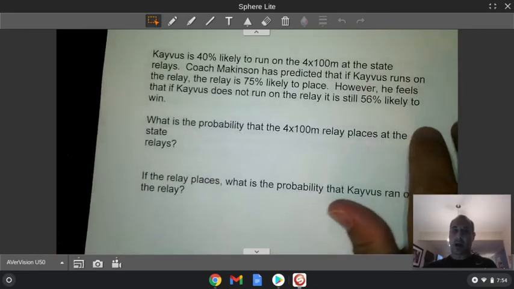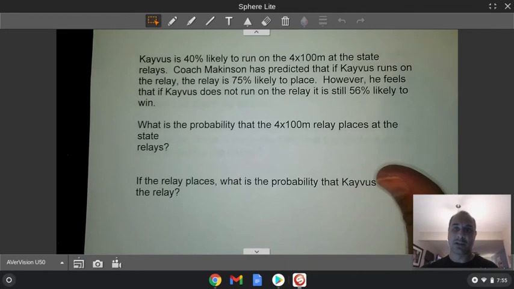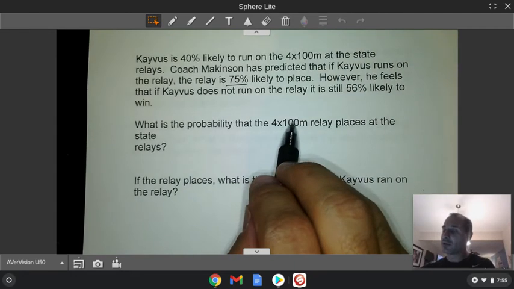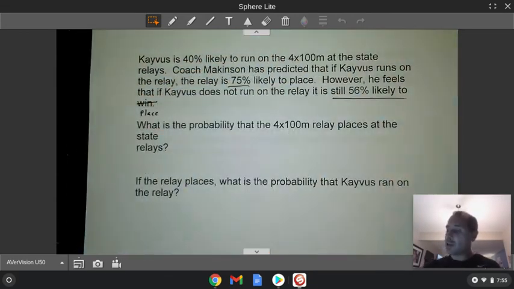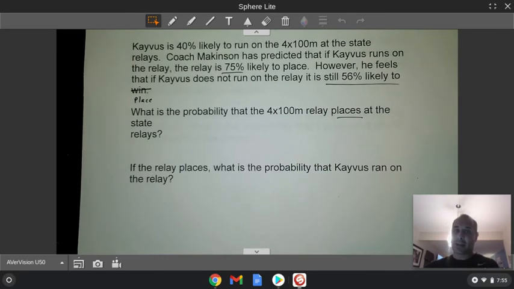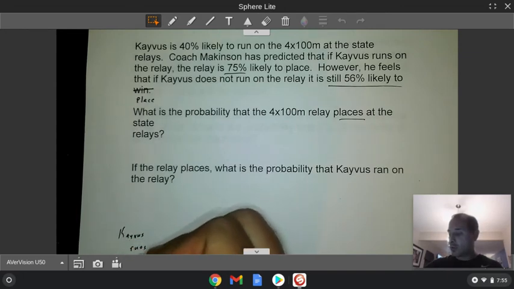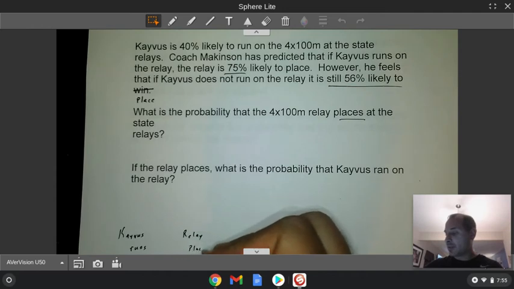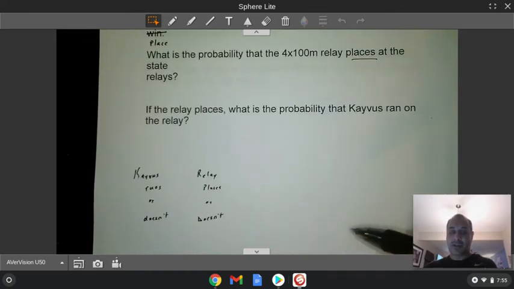Okay, so let's say a much more complicated problem. Cavis is 40% likely to run on a 4x100 at the state relays. Coach Mackinson has predicted that if Cavis runs, the relay is 75% likely to place. However, he feels that if Cavis does not run, the relay is still 56% likely to place. What is the probability the 4x100 relay places at the state relays? This is a complicated question because there are multiple things happening. Cavis runs or doesn't, and then after that, the relay places or doesn't. So there are two events, but each event has two different things that could occur.